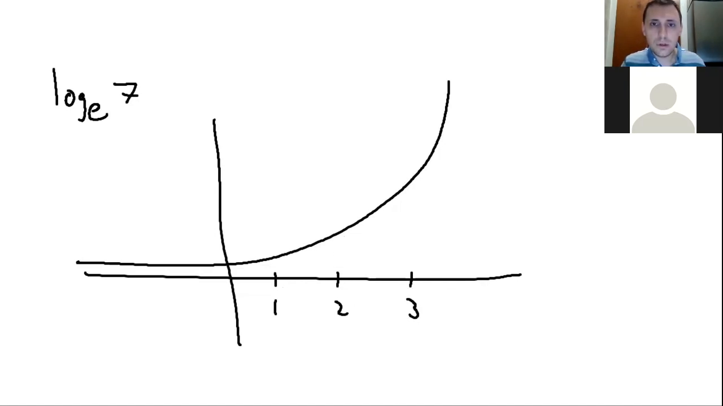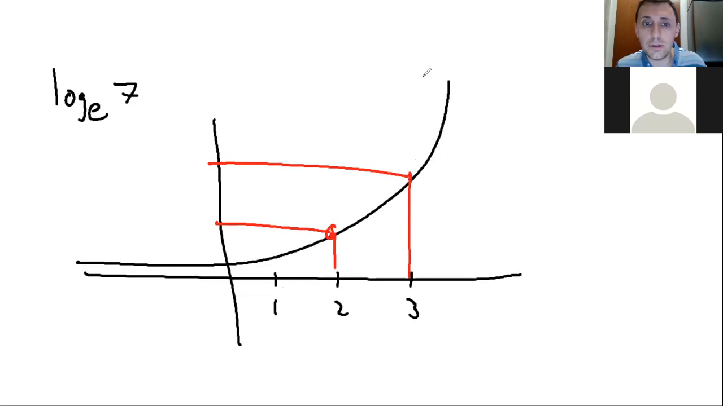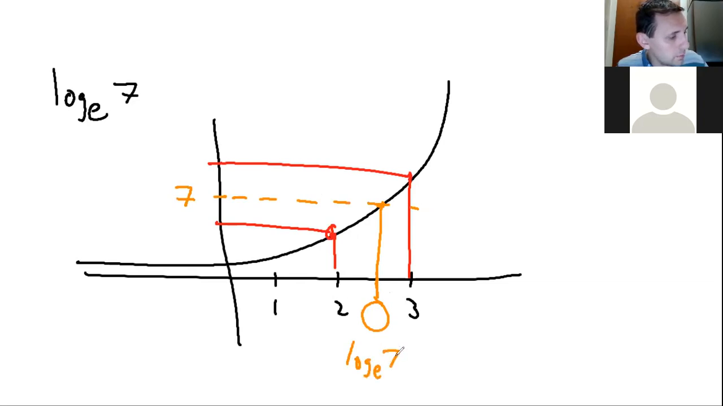So if I take 2, it's e squared. With e squared, I am below 7. If I take e cubed, I am above 7. Because the function is differentiable, it is continuous, and therefore by the intermediate value theorem, the 7 is somewhere over here, there will be a solution. This is the power to which e must be raised to get 7, and that's log base e of 7.